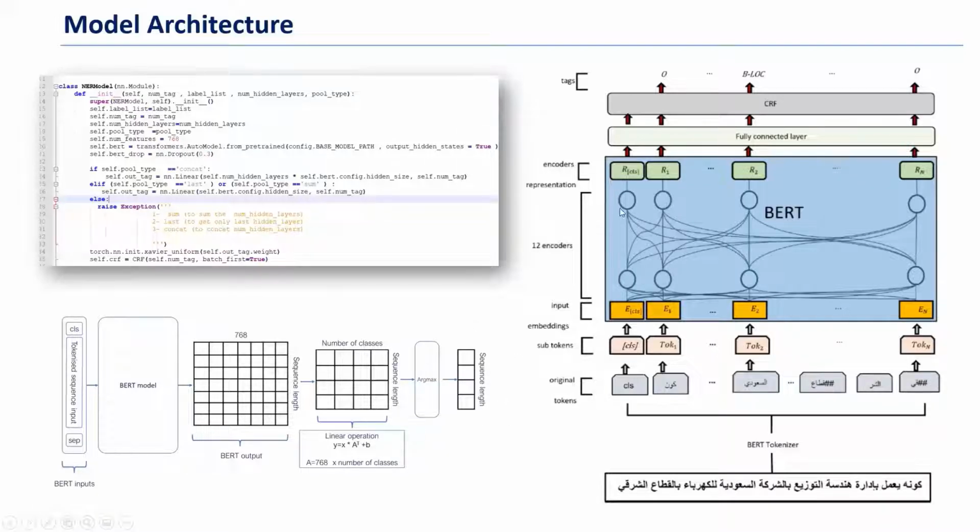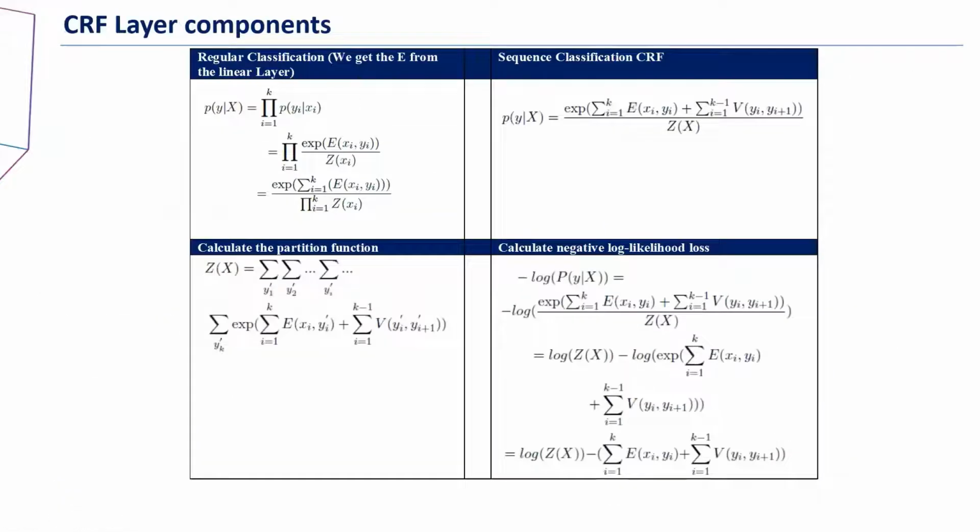This one goes to the CRF as an emission score probability, and the CRF will eventually take this data and plug it into this equation to find the best tag with respect to the whole sequence.